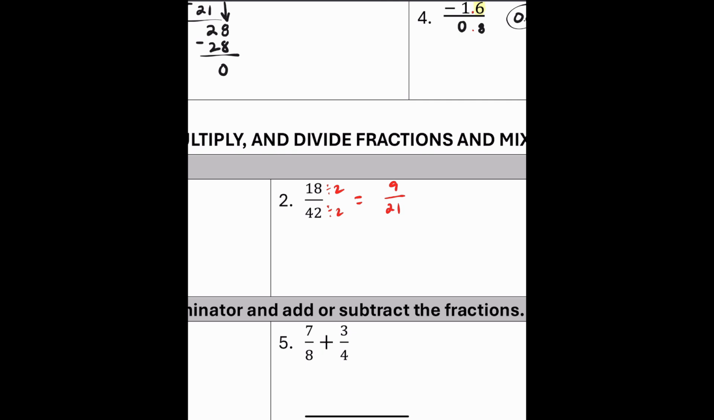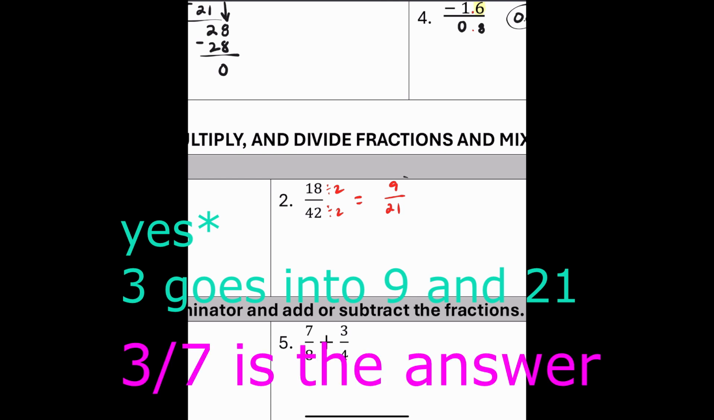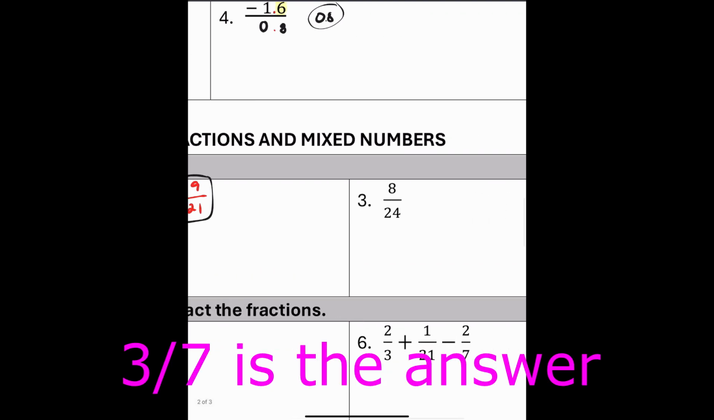So looking at 9 over 21, can I reduce this any further? Is there a larger number that goes into 9 and 21 at the same time? No, so 9 over 21 is our answer.